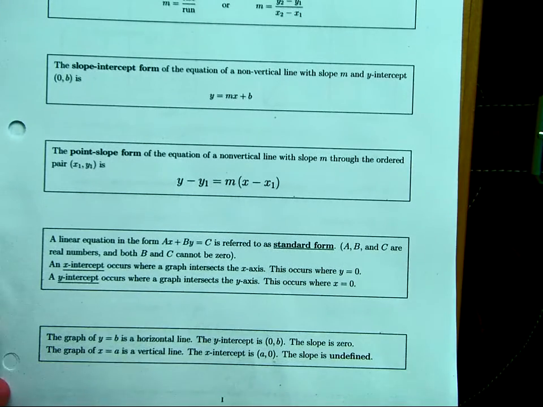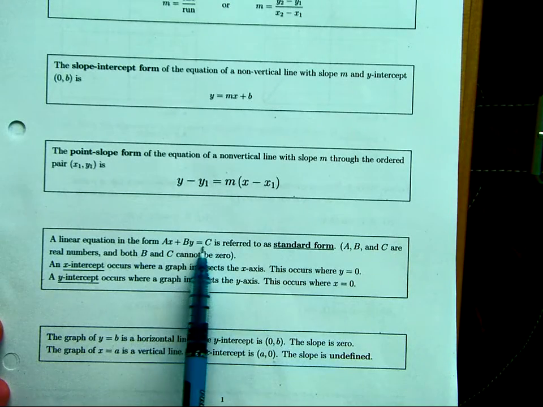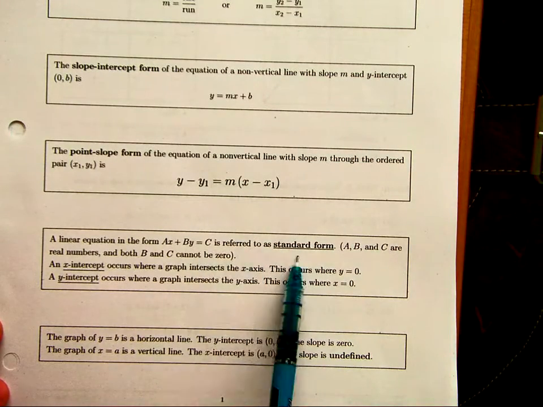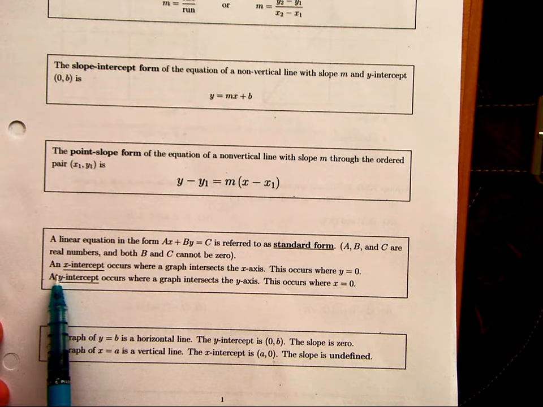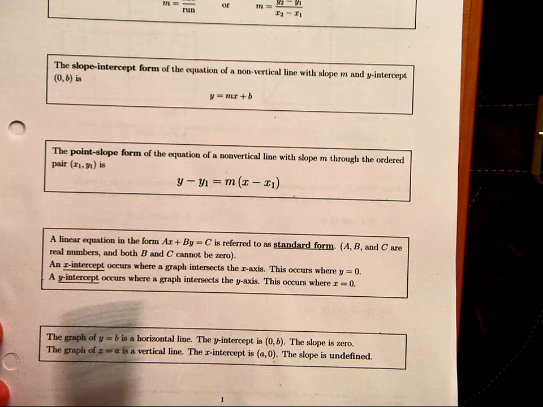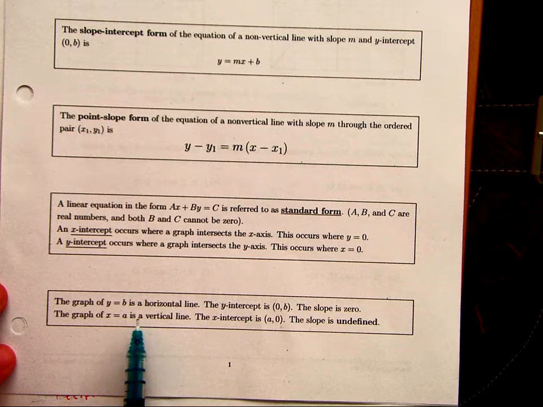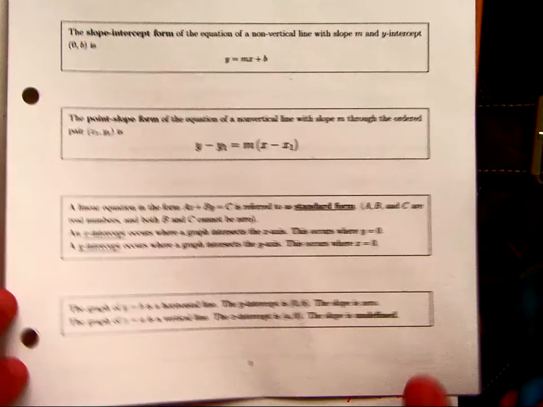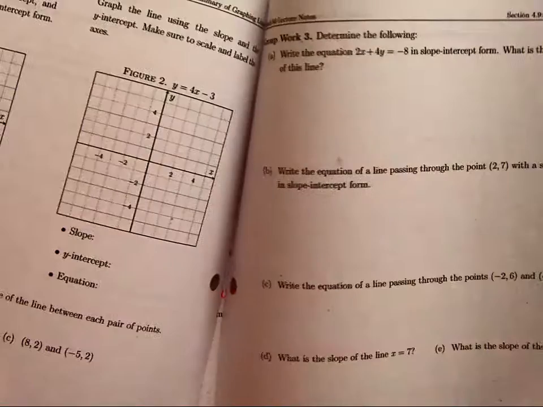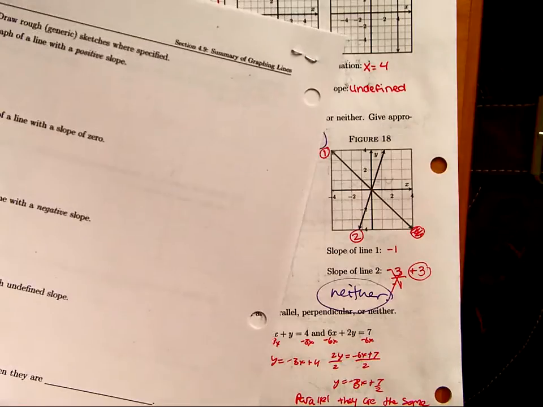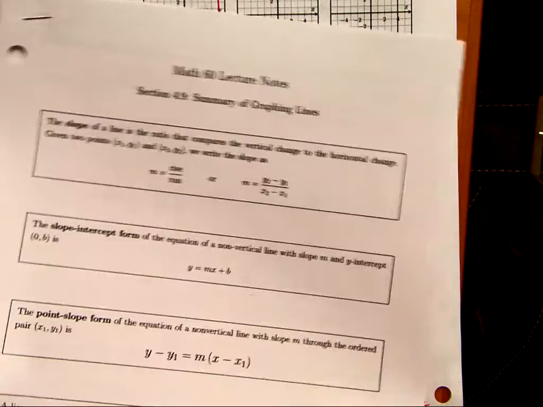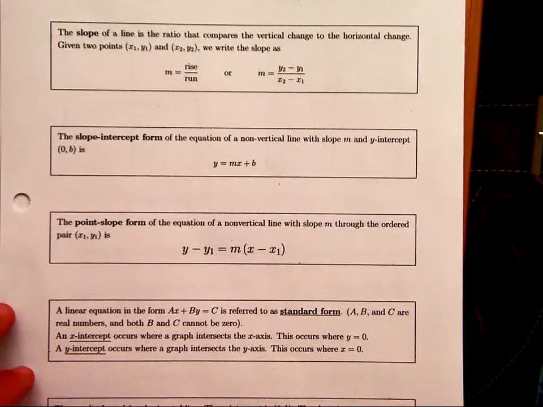A linear equation in the form ax plus by equals c is standard form, and you need to know how to find the x and the y-intercepts. That's what we were just practicing. Then you also need to memorize graphs of horizontal lines are always in the form y equals a number. Graphs of vertical lines are always in the form x equals a number. So you have several problems to try here, and basically this is a really great review. This packet is a great review of all graphing.